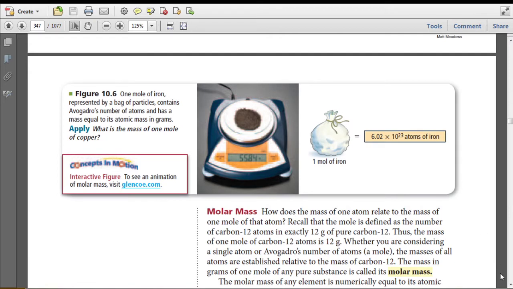So again, you can measure out a mole of iron on a scale, and when you measure that out on a scale, that would be the amount of atoms which you have. And again, just to keep it simple, instead of having to say Avogadro's number, you can always just say that it's 1 mole.